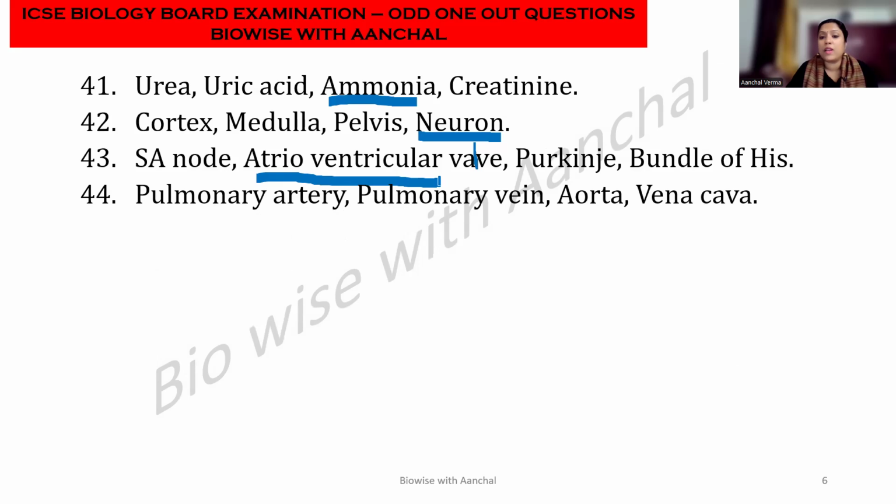Next one, pulmonary artery, pulmonary vein, aorta and vena cava. Now let us see: pulmonary artery carries deoxygenated blood, pulmonary vein carries oxygenated blood, aorta carries oxygenated blood, and vena cava carries deoxygenated blood. So this could not be the answer. So here, what could be the answer?